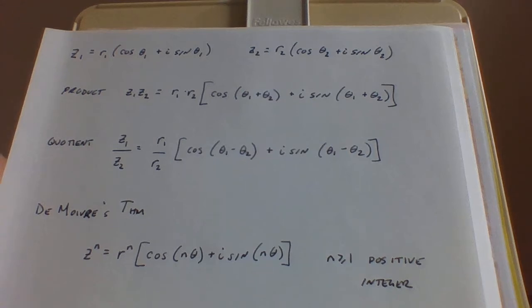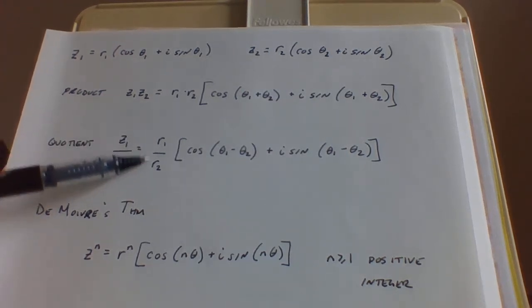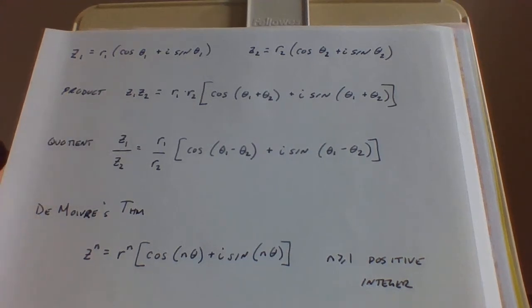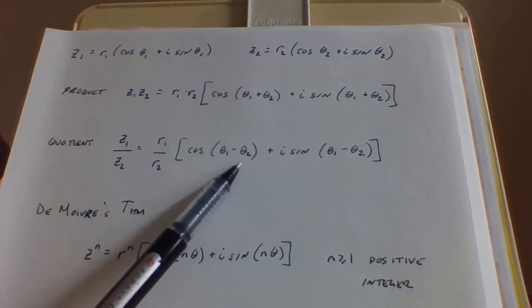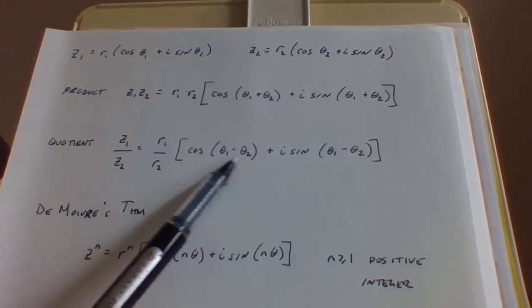When we look at taking the quotient of these two pieces, we're going to take the quotient of our radial values, and inside this part of our formula, we're going to be subtracting the angle measures.